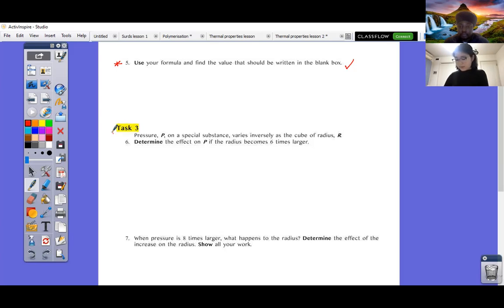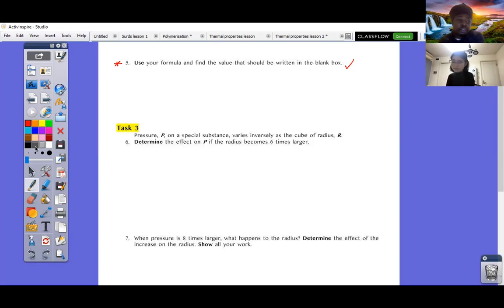So y will be P and x would be r. You're spot on. Now determine the effect on P if the radius becomes 6 times larger. It would be P is equal to k over 6r. But apart from that, I don't know how to continue.